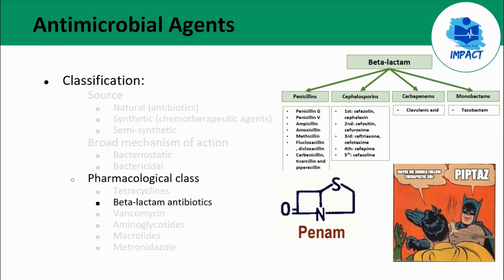Lastly, we have tazobactam, which, like clavulanic acid, is famous as an inhibitor of beta-lactamase. Tazobactam and piperacillin combine to give you Tazocin or Pip-Taz, which is a powerful antibiotic with activity against many gram-positive and gram-negative bacteria, including Pseudomonas aeruginosa.